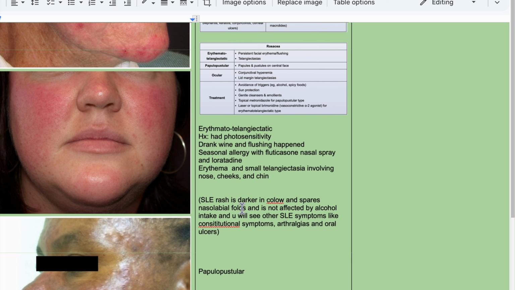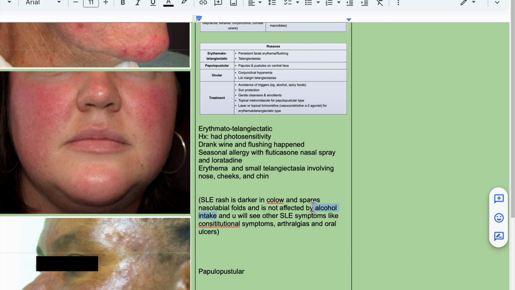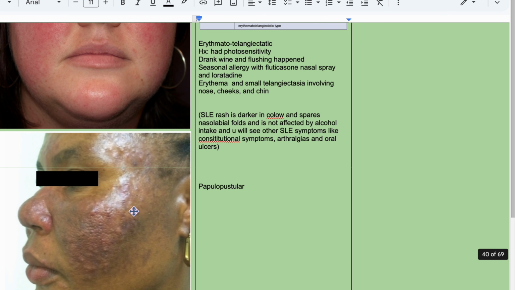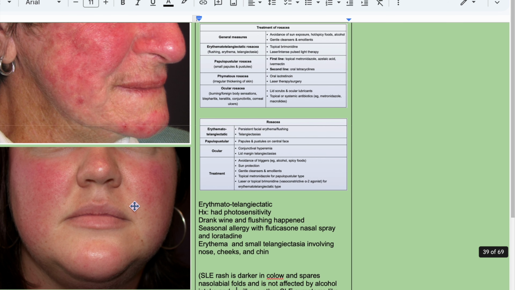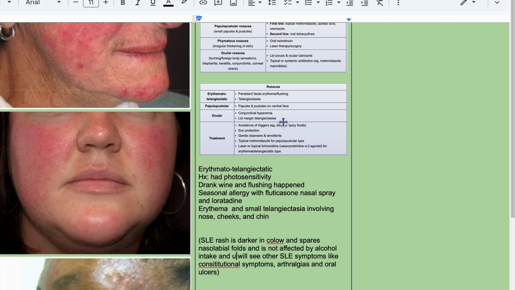They spare those and is not affected by alcohol intake. Okay, so here flushing happens because of alcohol. And you will see other SLE symptoms like constitutional symptoms, arthralgias, and oral ulcers. So this is the papulopustular type that you give tetracyclines and ivermectin, metronidazole, azelaic acid for.